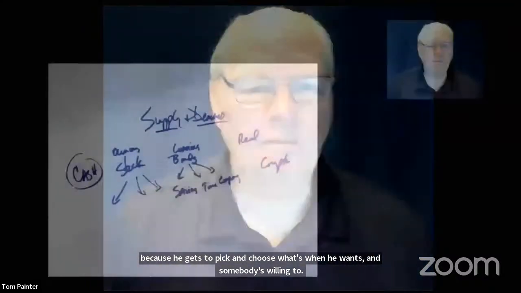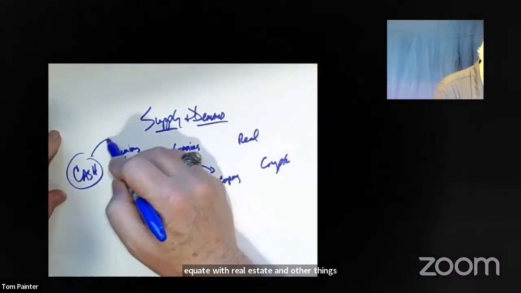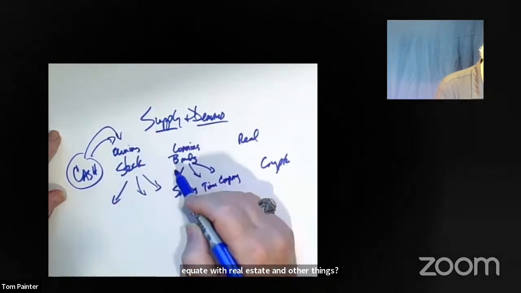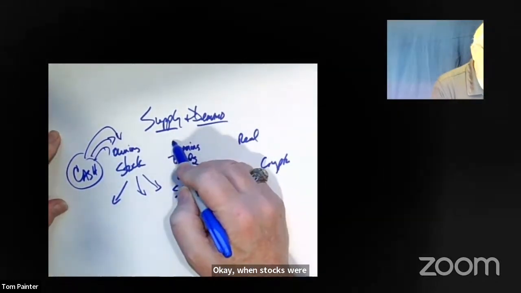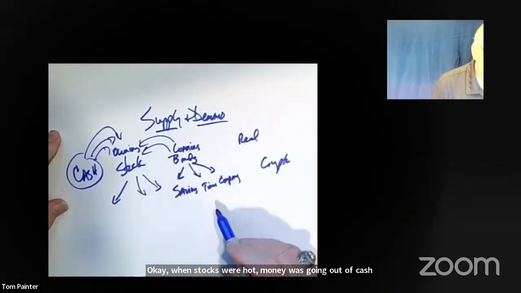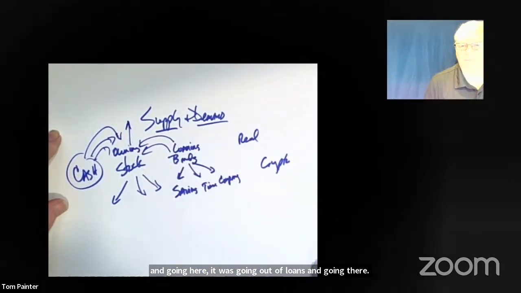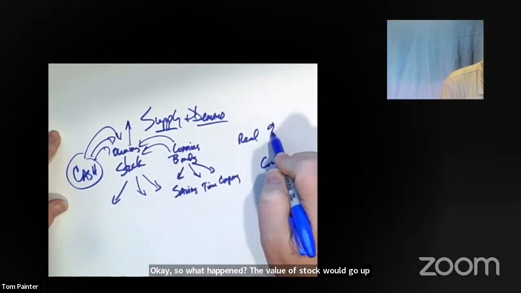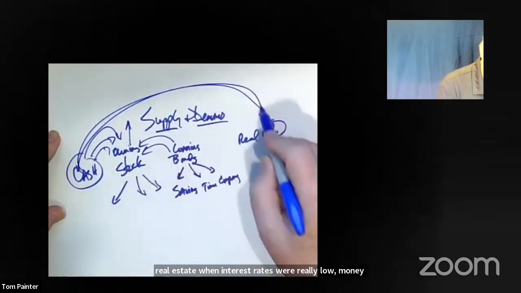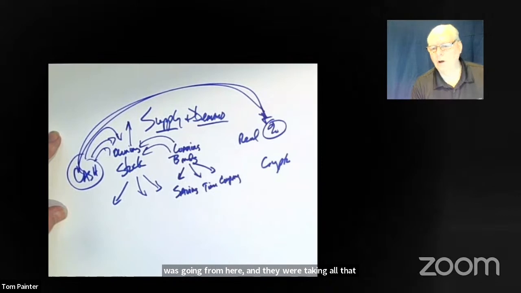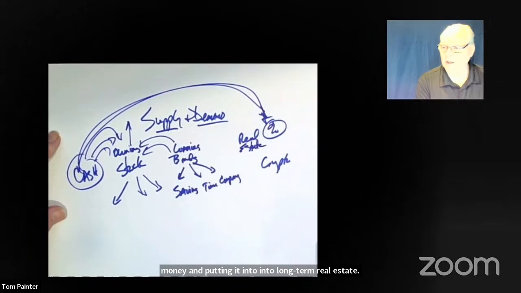So now how does that equate with real estate and other things? Well, it's all supply and demand. Where's the money going? When stocks were hot, money was going out of cash and into stocks. It was going out of loans and going there. So what happened? The value of stock would go up. With real estate, when interest rates were really low, people were taking money and putting it into long-term real estate because they could borrow money at very low prices.